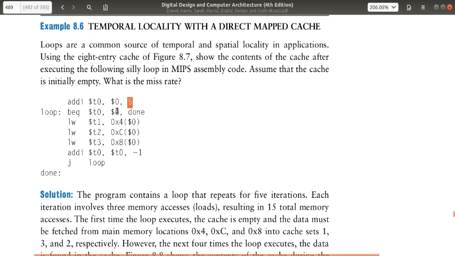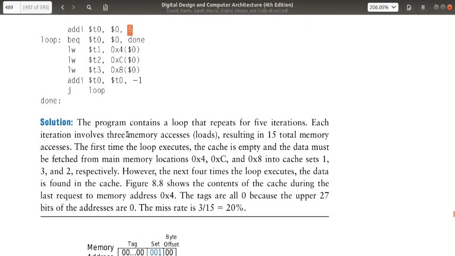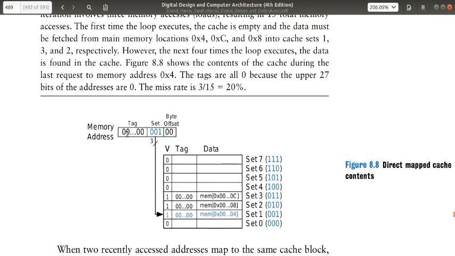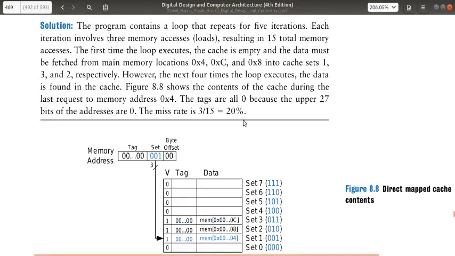We are comparing T0 to 0. Then only it will be done. Otherwise, it will keep on looping, right? So it will access 5 times. So let's see what will be the condition. If you look at it, these are our sets, right? And 0x4 means 0000 something 00100, that is the actual physical address. So many zeros will be there in the front, and the last 5 bits will be 00100.